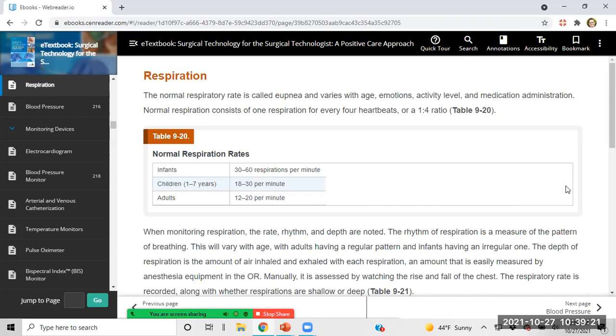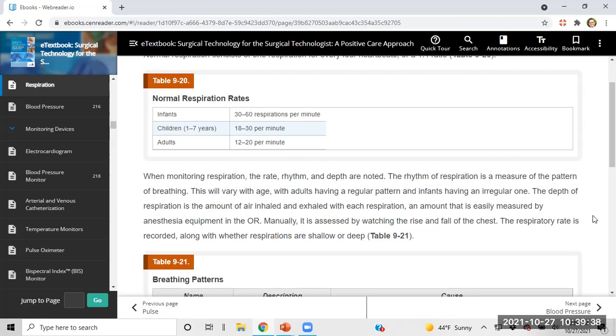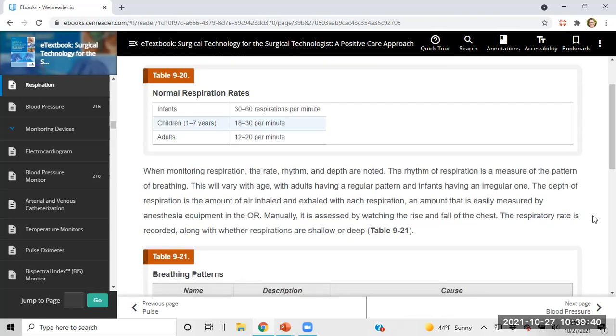Respiration, I know I'm flying, this is a lot of information in this chapter. Normal respirations: infants 30 to 60 per minute, children 1 to 7, 18 to 30, adults 12 to 20 per minute. So this is really going to change based on their age. And just being familiar with that is what's important.